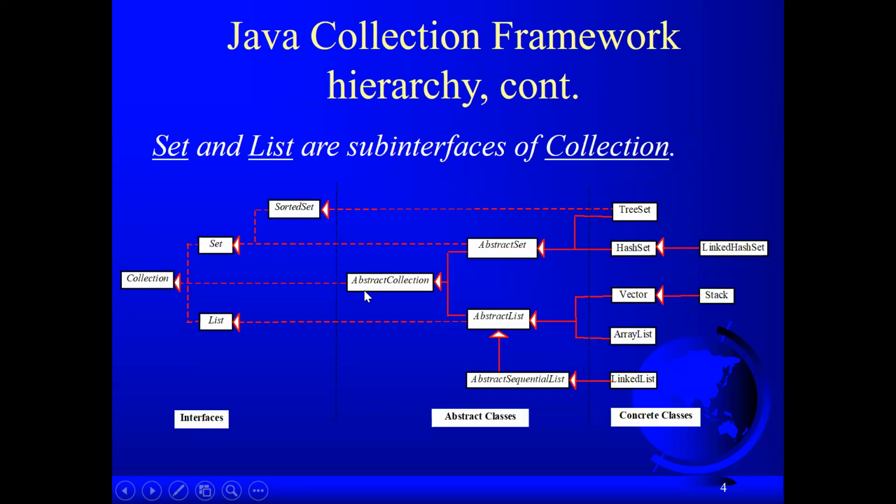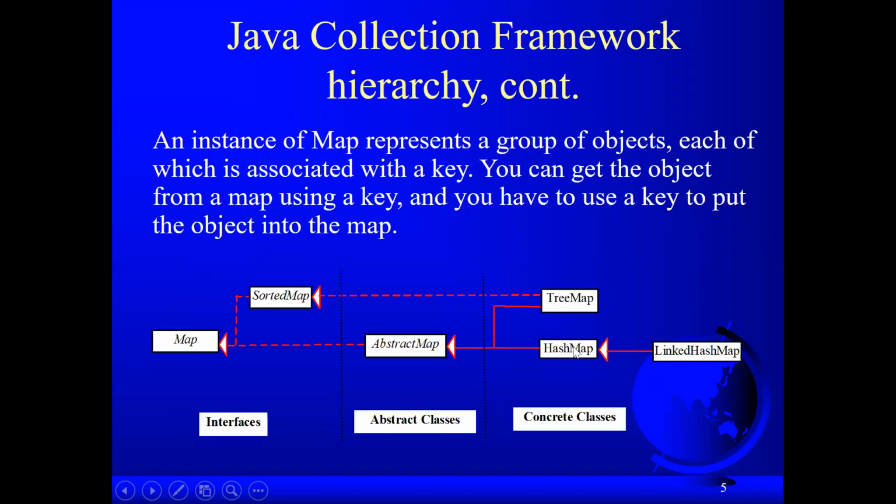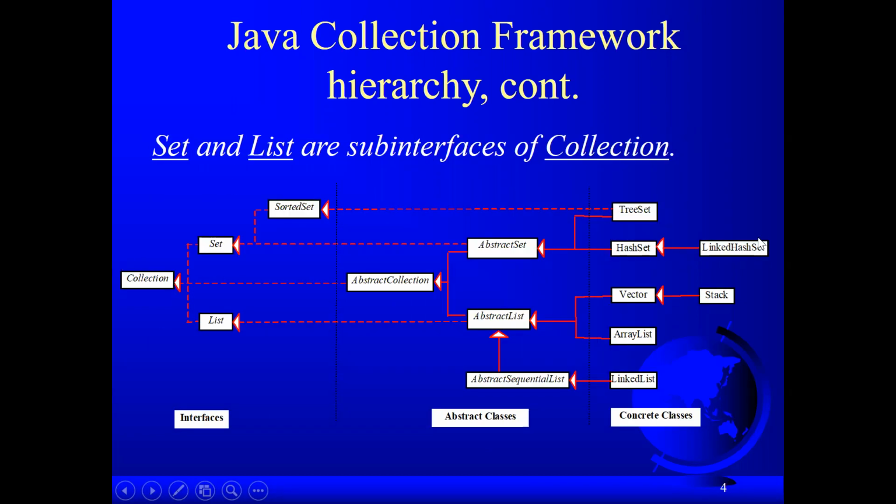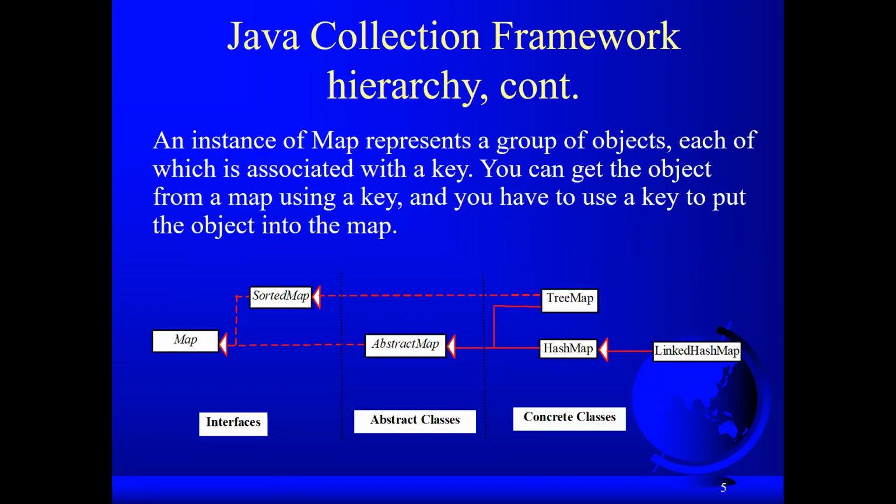Also from set to abstract set is there. From abstract set, hash set, linked hash set. From map, abstract map is there. From abstract map, hash map and linked hash map. So the structure remains the same for set and map. And even feature-wise, many things are common. We will see going forward. So this is the hierarchy of the collection framework in Java.